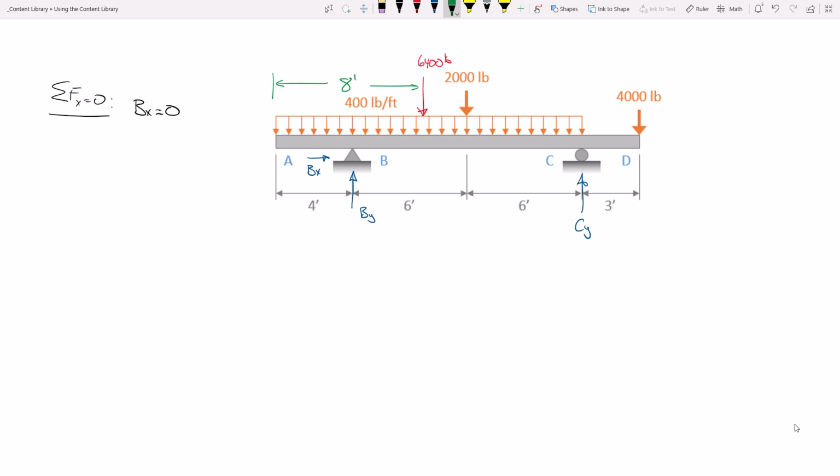So if I can't use sum of forces in the y direction, what's my other equation of equilibrium? Sum of moments. And where should I sum moments in general? Well, in general, I should sum moments at a place that eliminates some of the other unknowns. So where would you like me to sum moments? B or C. So how about B? Let's do B. So we're going to sum moments at B.